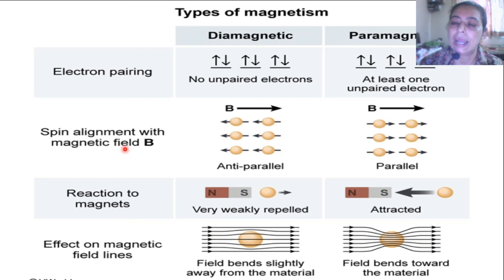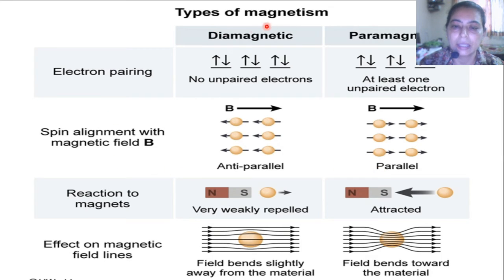Then spin alignment with a magnetic field. If the outer magnetic field alignment is this, then the diamagnetic substance's electron alignment will be just opposite of this, and that's why we have written anti-parallel spin alignment with a magnetic field. But in a paramagnetic one, the magnetic alignment and the electrons' alignment are both similar, and that's why we have written parallel spin alignment with a magnetic field.